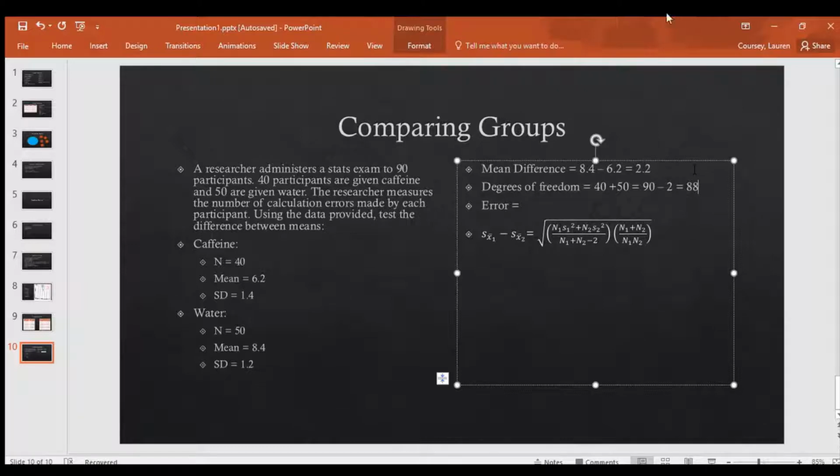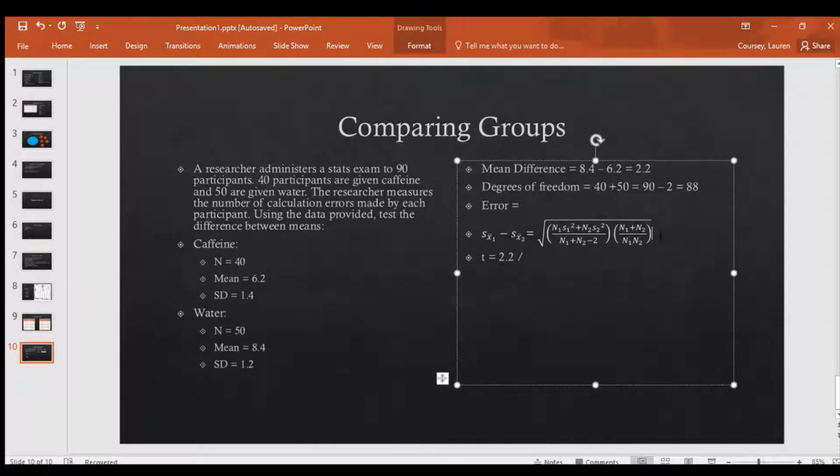Now we have several pieces of information that are very useful for conducting our t-test. This mean difference of 2.2 would be the numerator for our t-test. So if we have t, that would be what would go in the numerator portion of our equation. We'll use this 88 degrees of freedom at several points, but in order to calculate our obtained t value, we need to determine what is our denominator.